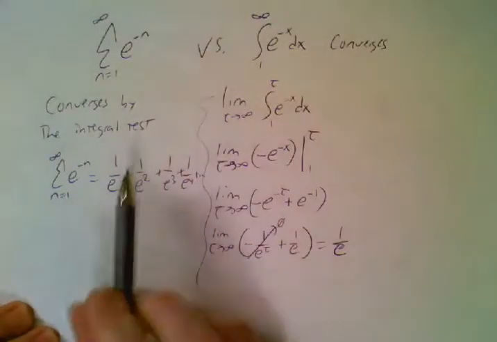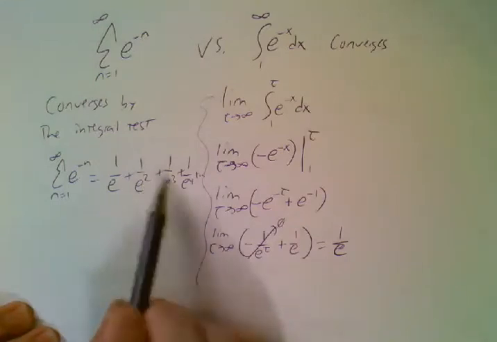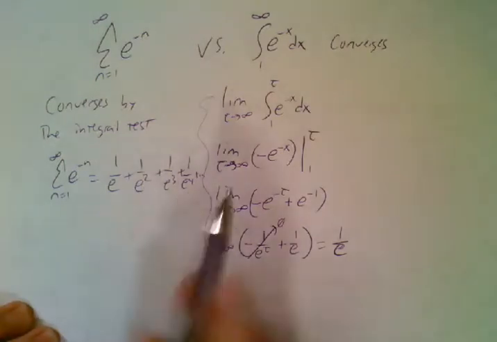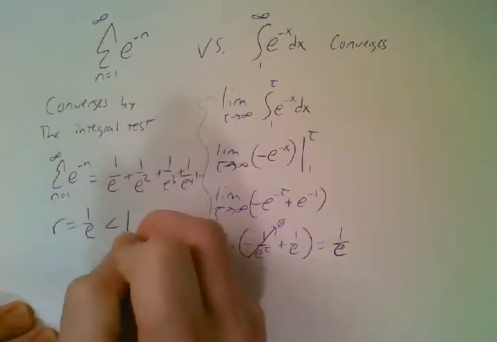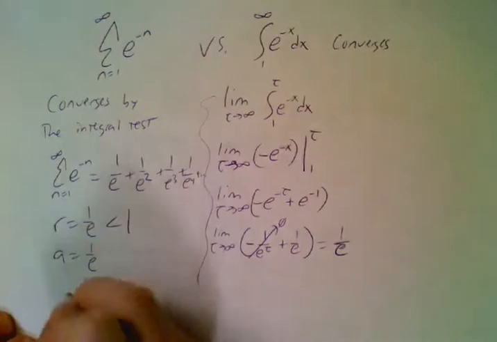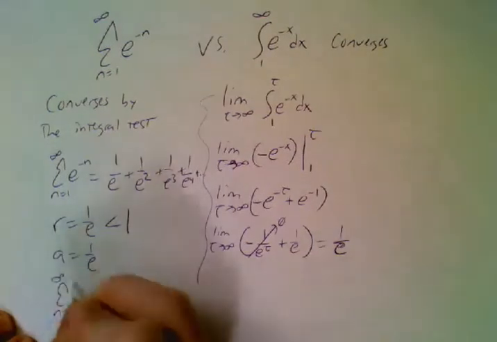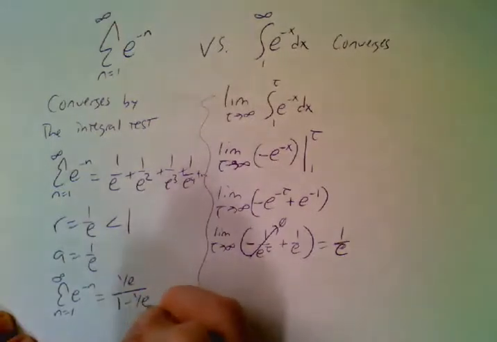So to get from 1 over e to 1 over e squared, I'm multiplying by 1 over e. Multiply by 1 over e, I get this. Multiply by 1 over e, I get this. So my r is actually 1 over e, which is less than 1. Okay? And my a value is 1 over e. So my actual series sum, in this case I can figure it out, is going to be 1 over e over 1 minus 1 over e.